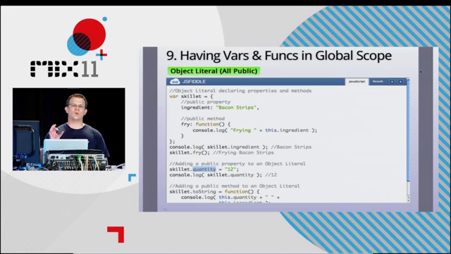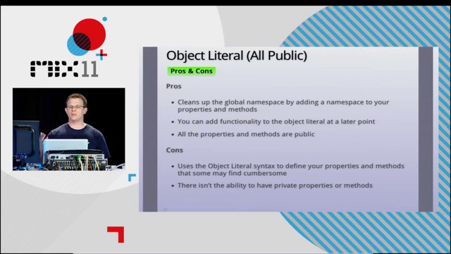So that's probably one of the easiest ways that you could limit the number of things in your global scope. It's OK to have 1 or 2, but you definitely don't want to put everything out there for everyone to use. So the pros of this, it's cleaning up the global namespace. You're not putting a bunch of junk up there.